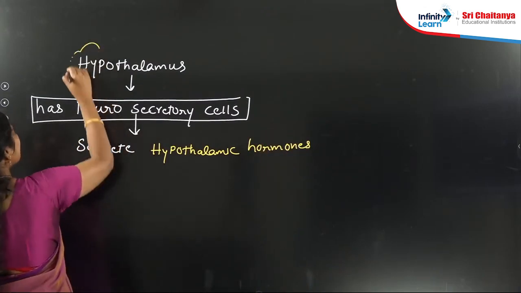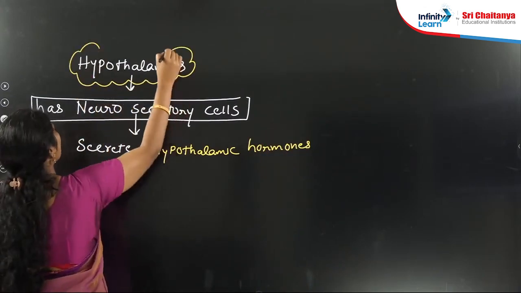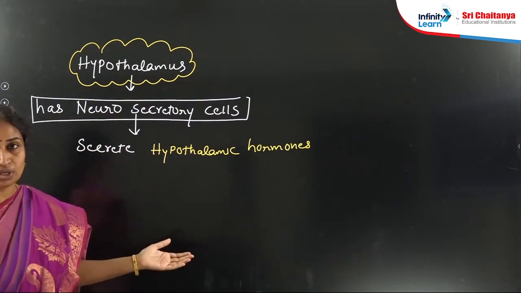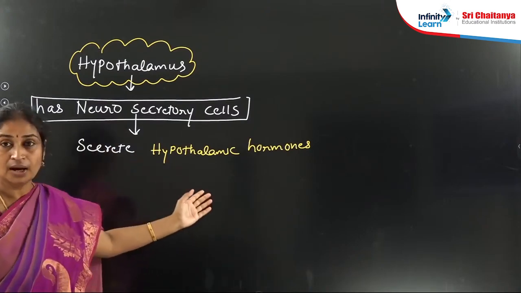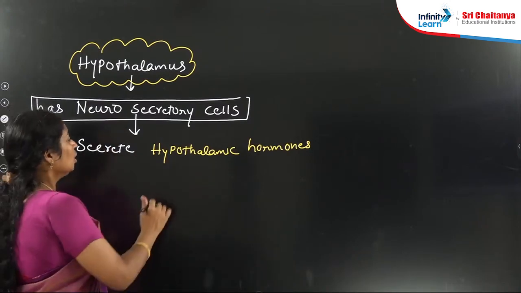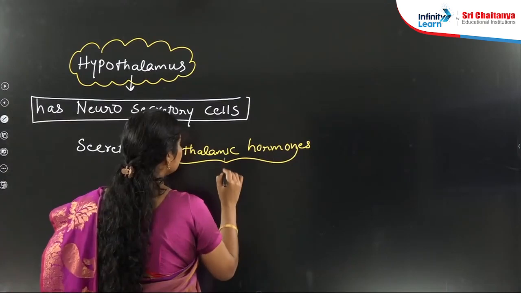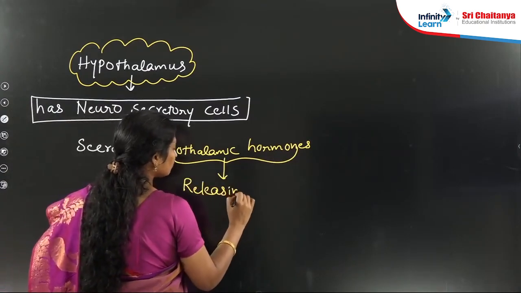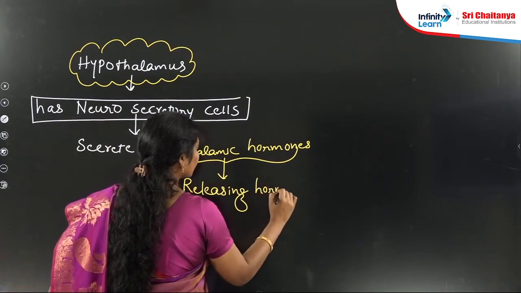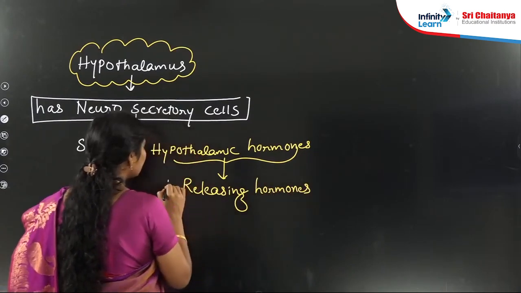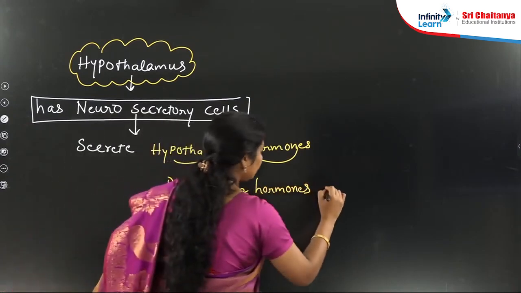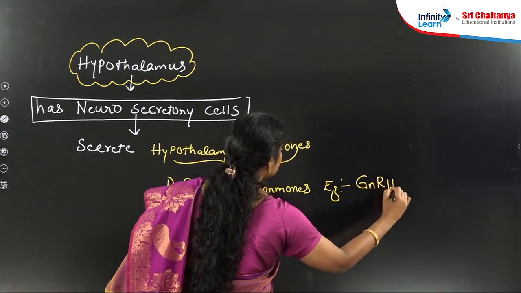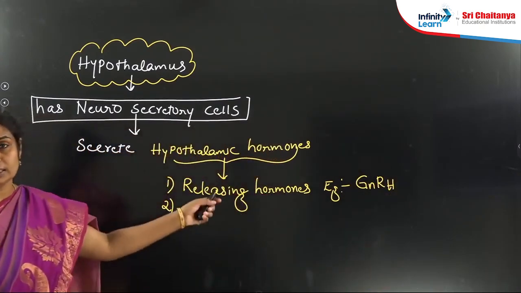The hypothalamus region has some special neurons, known as neurosecretory cells. Why do we call them special neurons? Because they are involved in the secretion of hormones called hypothalamic hormones. What are these hypothalamic hormones? For example, releasing hormones. One example I will give is GnRH. What is GnRH? Gonadotropin releasing hormone.